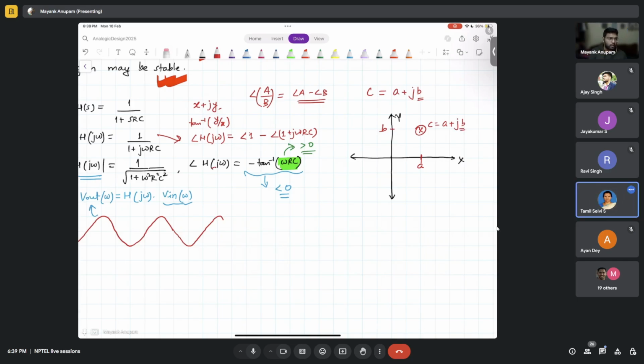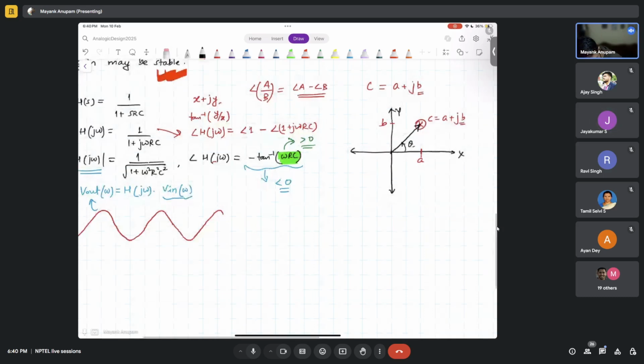Yes, sir. So now if I ask you what is the angle, what is the phase of this particular complex number, what you have to do is find out that if you draw a vector in this direction to this point, what is the angle of this? Correct? What is the angle here? Tell me, what is the angle here?